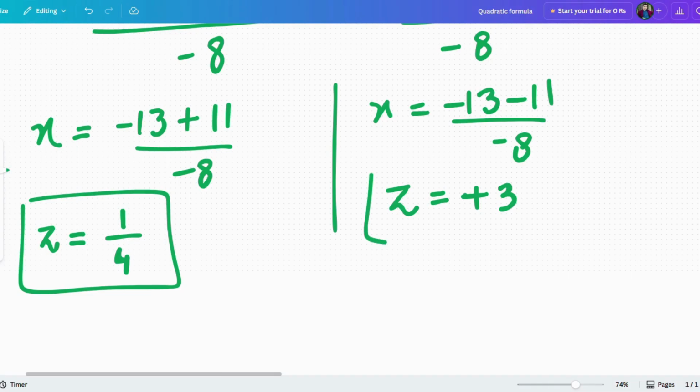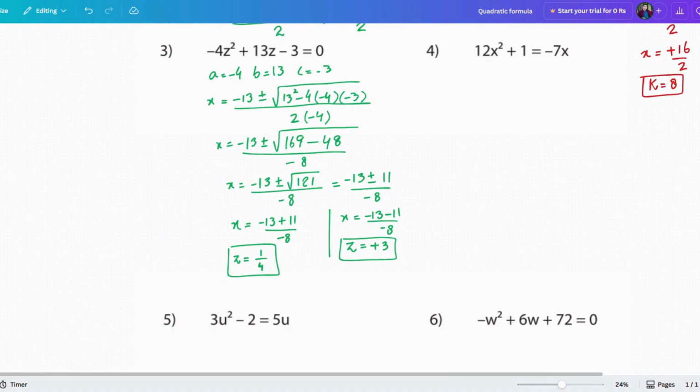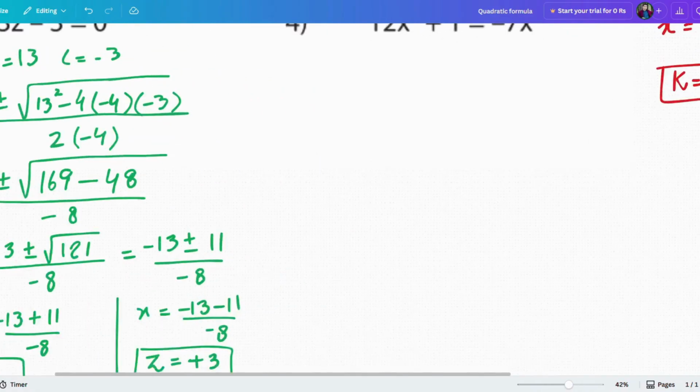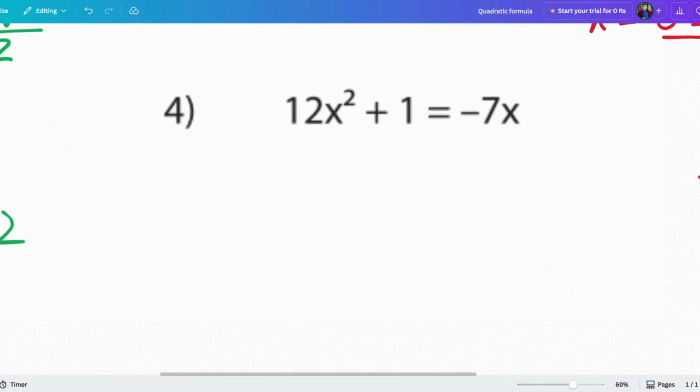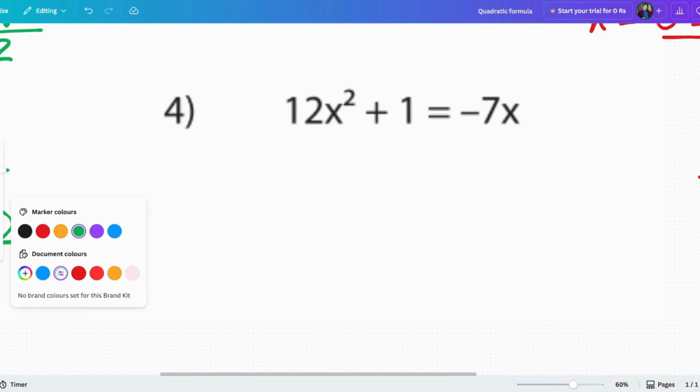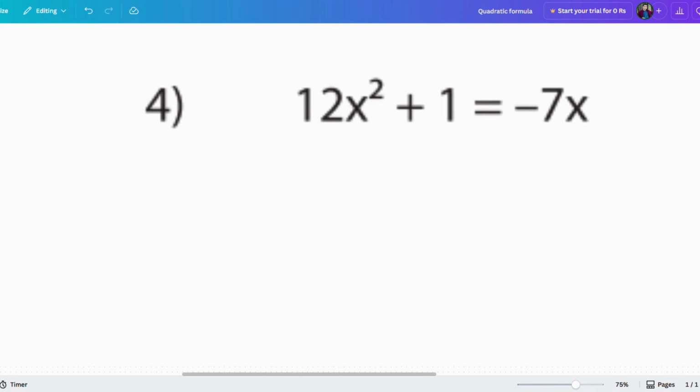So z equals +3. So that's the answer for the question that we were doing, okay? Now I'll be moving toward question 4 real quick. For this one, before comparing, we need to convert it into the proper form. So that's 12x squared plus 7x plus 1 equals 0.